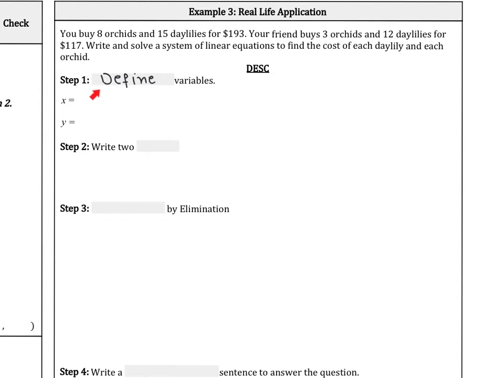Step number 1, define variables. We are going to define x as orchid, and y as daylilies. Now we're going to make two equations, and then we are going to solve those two equations for x and y, which means we're going to solve for orchids and daylilies.